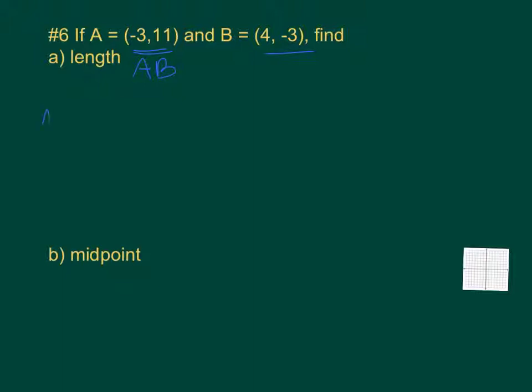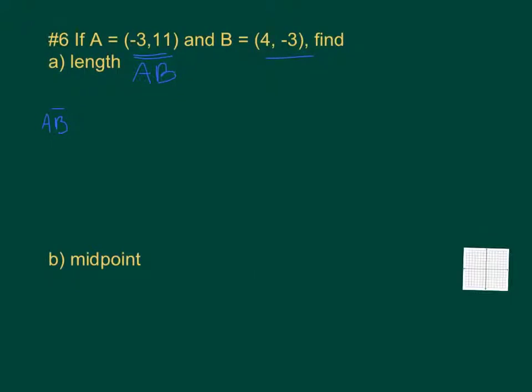So let's do that. Using our formula, look back at the beginning of your notes. Length AB, or the distance, we'll call it D, is equal to this formula. Remember, you take the x values, you subtract them, and then you square it. So the second x is 4 minus the first x, which is -3, squared, plus the second y, which is -3, minus the first y, which is 11, squared. Alright, and just figure out what that is.